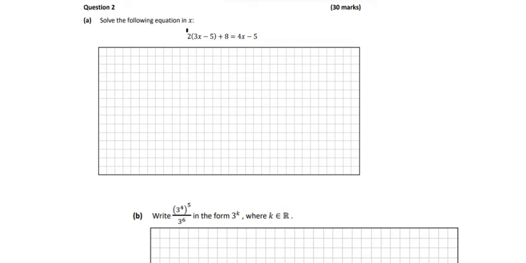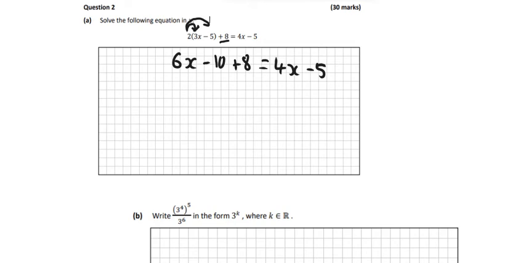Let's multiply in anyway. Whenever you see brackets like this, the first step is to just multiply in. So we're going to do 2 times 3x and then 2 times minus 5. 2 times 3x would be 6x, and 2 times minus 5 would be minus 10. And then we still have a plus 8 here, so I'm just going to bring that down, and then equals 4x minus 5. I'm just bringing down everything else.